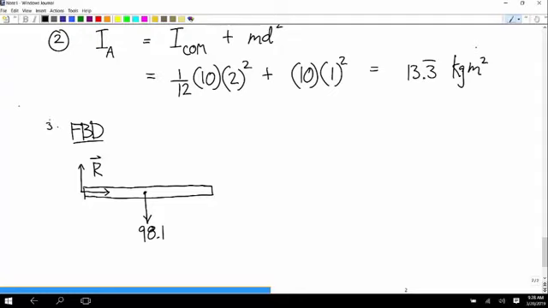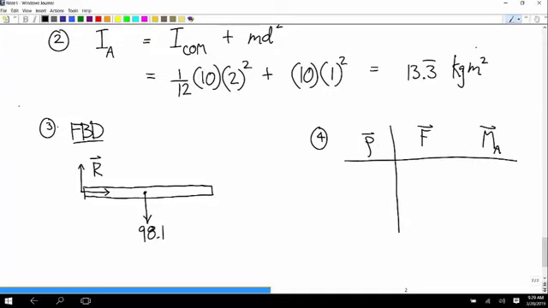Okay, so that's 3. Now 4, I'm going to write out this table. For each of these forces, we're going to calculate the rho vector, the force vector, and the moment vector. Our about point, we already chose at the fixed point. So this is A.